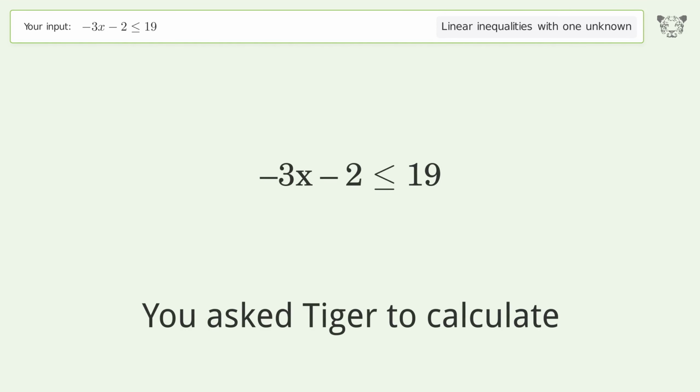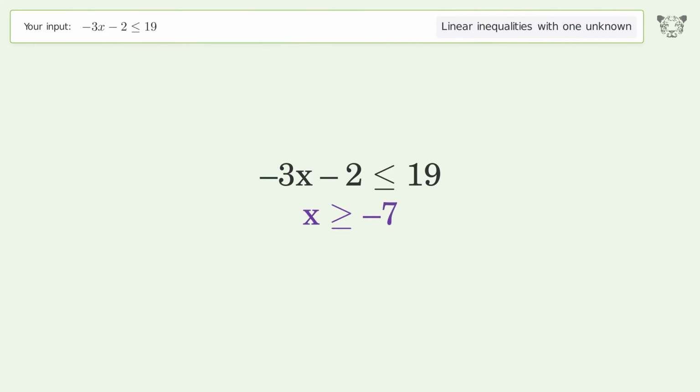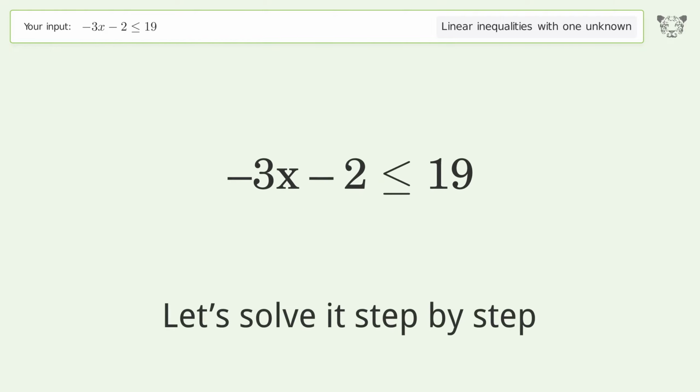You ask Tiger to calculate. This deals with linear inequalities with one unknown. The final result is x equal or greater than -7. Let's solve it step by step.